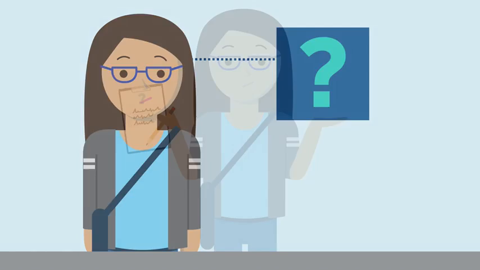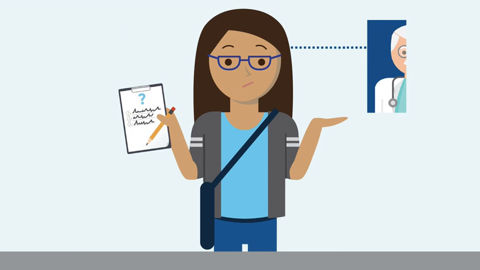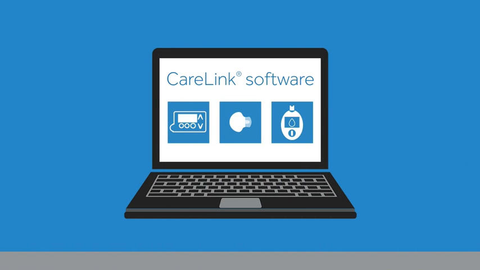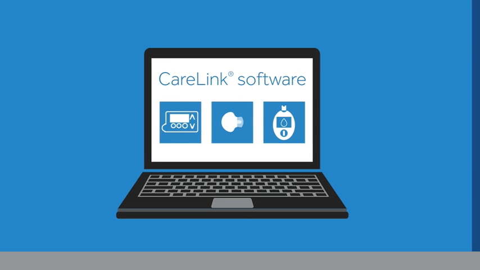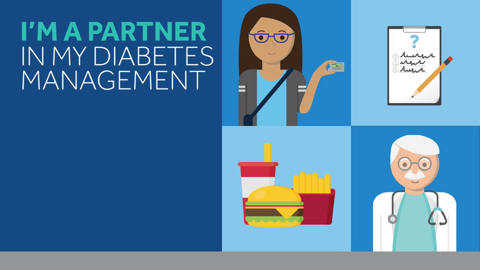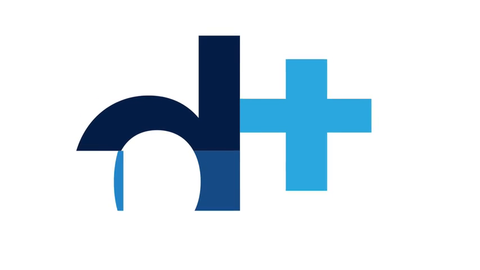Sophia decides to contact her healthcare professional with what she found and ask the questions she took note of. By using CareLink software, Sophia has become an active partner in her diabetes management and is beginning to understand the cause and effect of how her glucose responds to food. Remember, always consult with your healthcare professional before making any changes to your therapy.